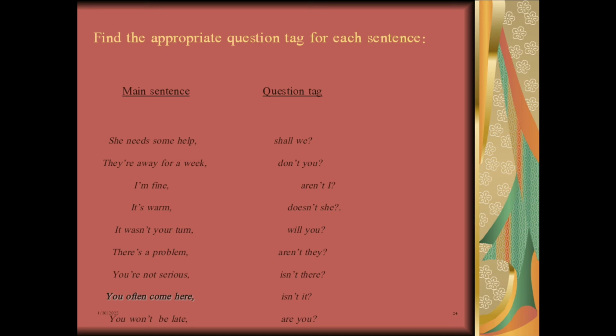You often come here. We don't have an auxiliary verb here, so we look at the verb come. It's the verb stem, so we use do. And put it in negative, don't, plus personal pronoun you. Don't you? Great.